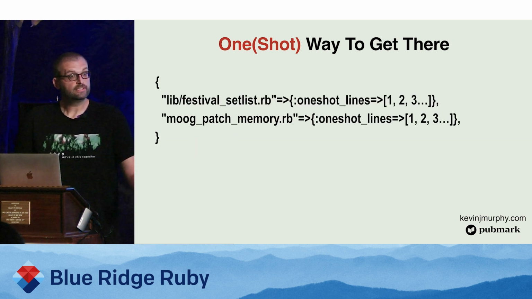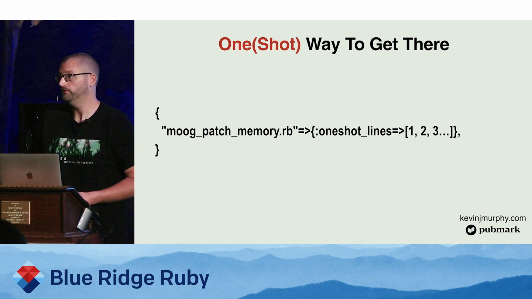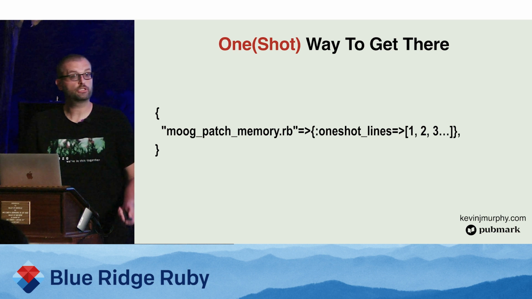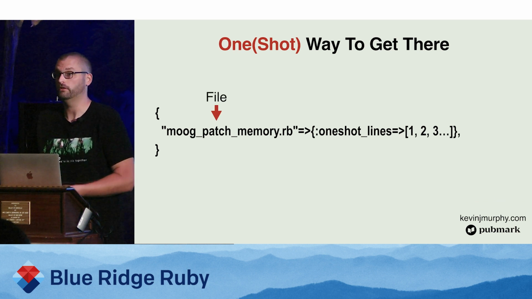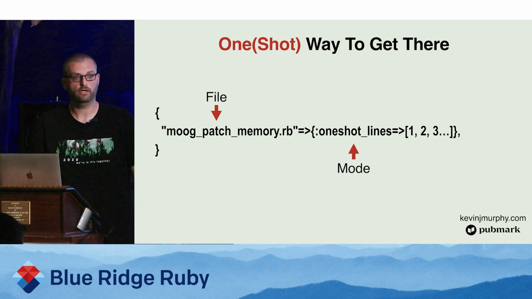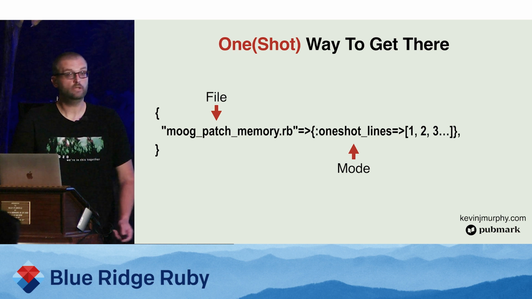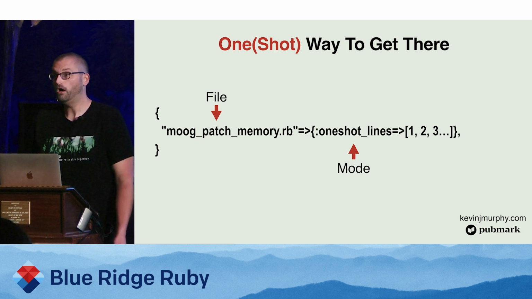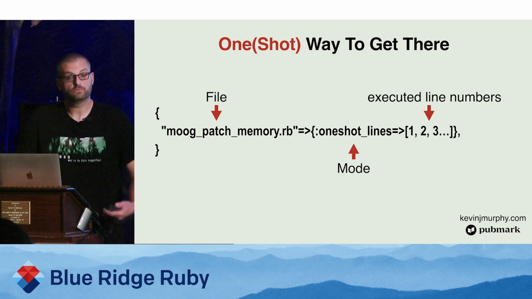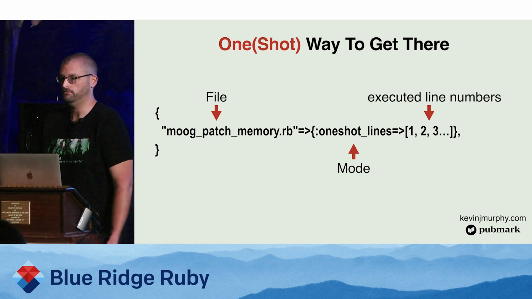What comes back looks really similar to what we saw with lines coverage, but let's explain all of the elements again. We still get a hash keyed on the name of a file executed while coverage is running, the value of which is a hash keyed on the mode of coverage, and for one-shot lines mode, the value of that hash is an array of numbers. And what these numbers are is different than lines mode. These are the actual line numbers that were executed. Because remember, one-shot lines doesn't tell you how many times.